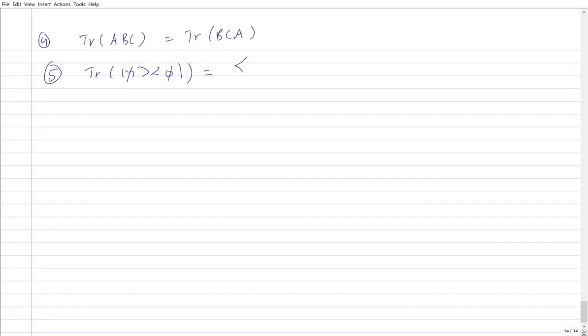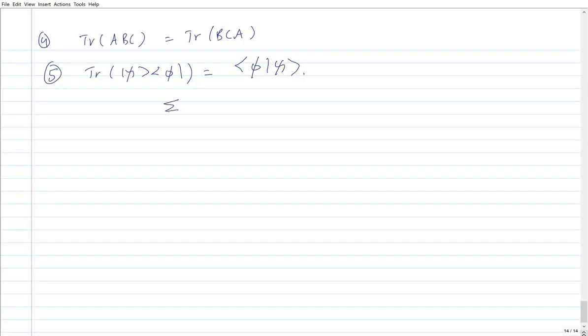You know, this story can go on. Trace of ABC is equal to trace of BCA. Also, what is the trace of this operator? Well, this turns out to be just the inner product. How do I show it?